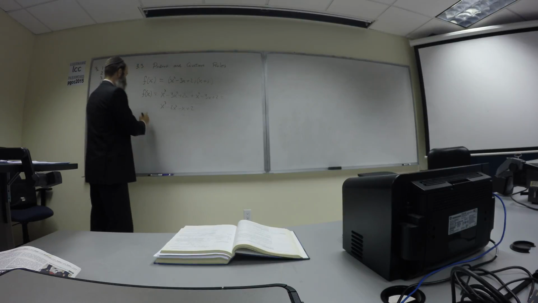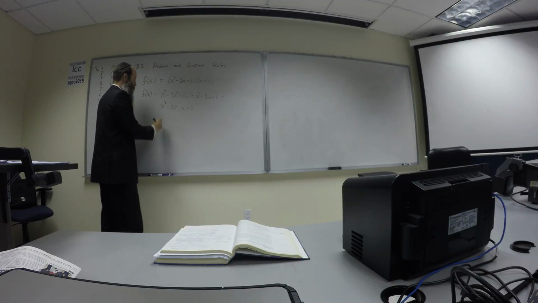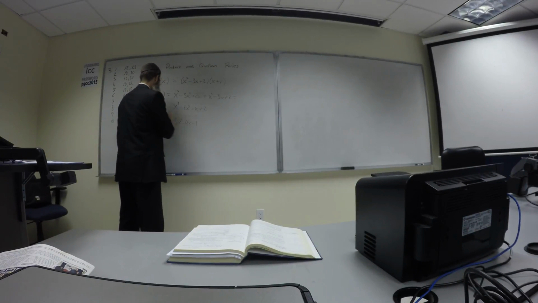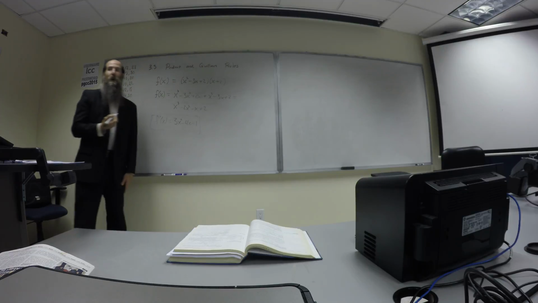Now you can take the derivative of this. You know f prime, right? F prime, no big deal. Use your power rules and the sum rules and all that jazz. You have 3x squared minus 4x minus 1. We know that is the answer to the derivative of this problem.